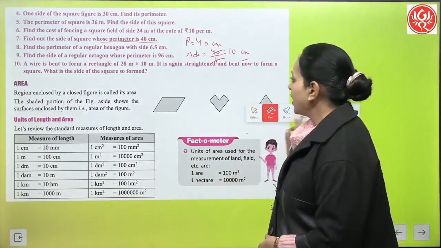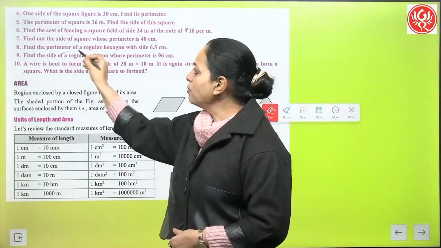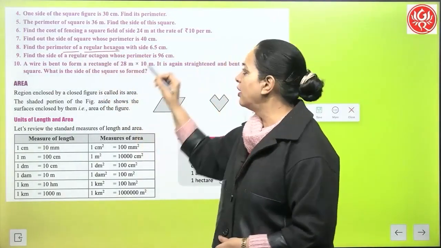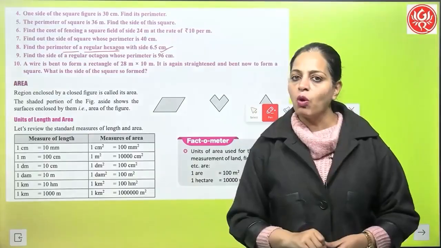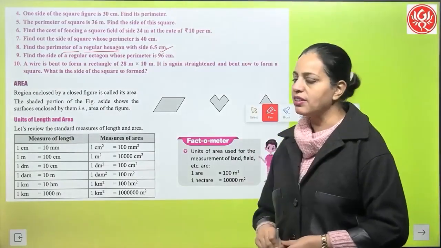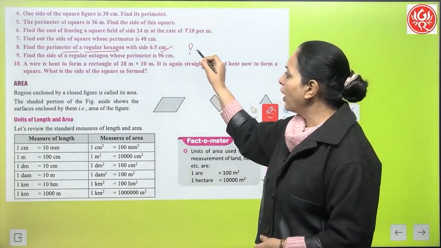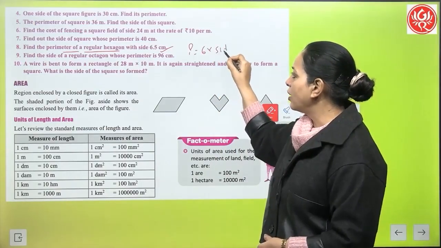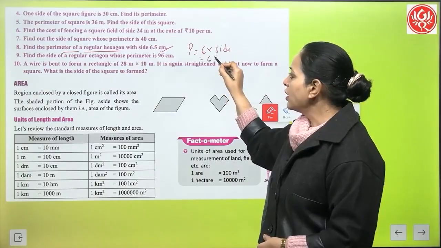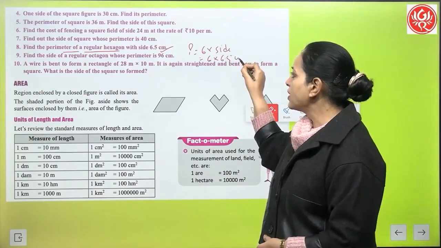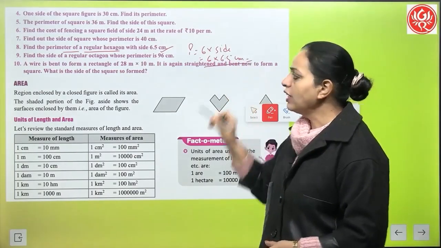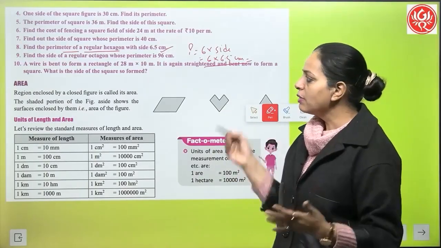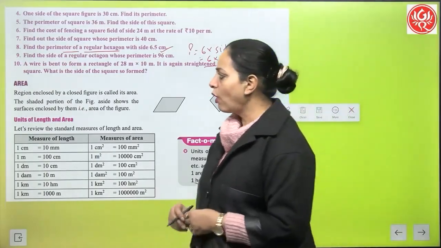Okay. Then we have the 8th question. Find the perimeter of a regular hexagon with the side 6.5 centimeter. So what is the perimeter of a hexagon? Regular hexagon, 6 into side. So what to do? 6 into 6.5 centimeter. So we can calculate it. Okay. Similarly, you can try the remaining parts, right?